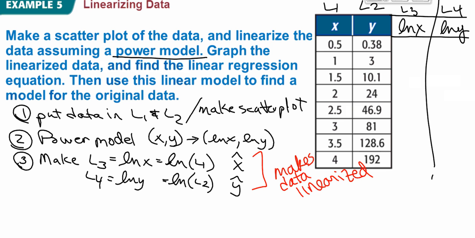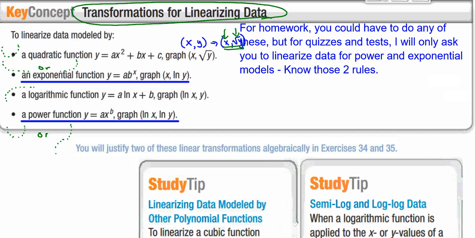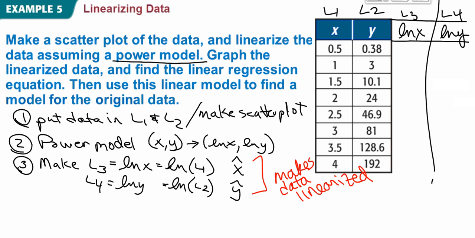Now, the question that was asked is, why did I take the ln? Because I was told in the problem to use a power function, and when I use the power function, I transform the x's to the ln of x and the y's to the ln of y's because that makes it linear. If I had used one of these other ones, the data wouldn't have lined up as well as it did in this case. And like I told you, I was told to use a power model.